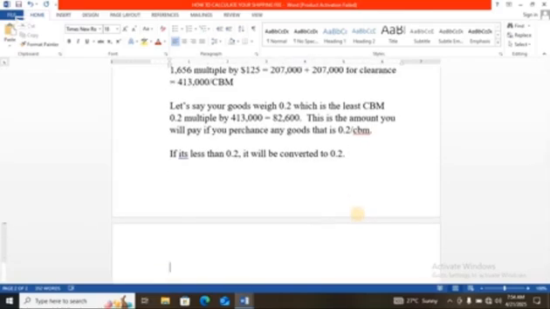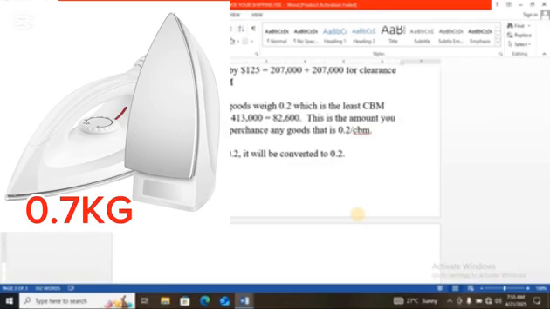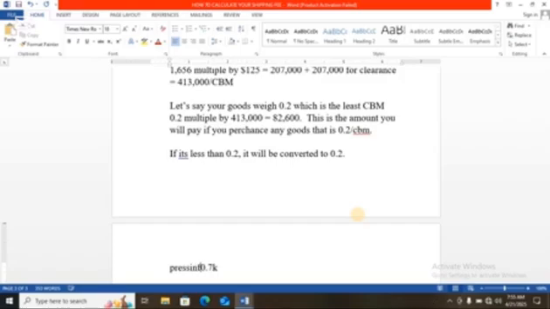I posted an item on the platform. Okay, how do you calculate your shipping? Let's start with the express shipping. Let's say this iron here at the top, which I posted in my pre-order group, weighs 0.7 kg. So the pressing iron weighs 0.7 kg.